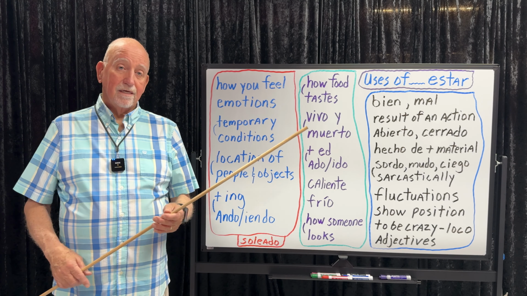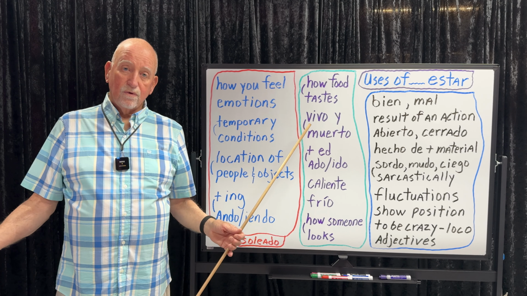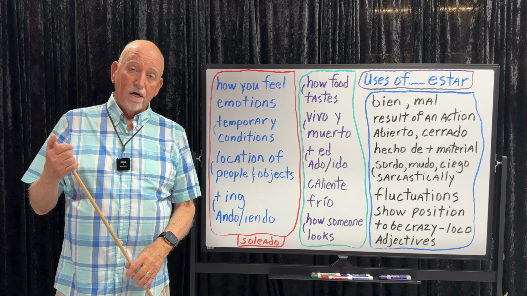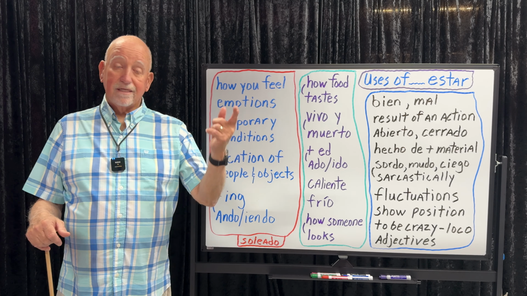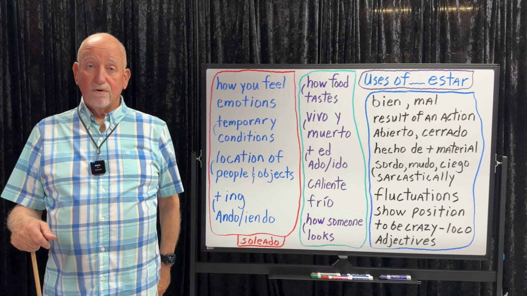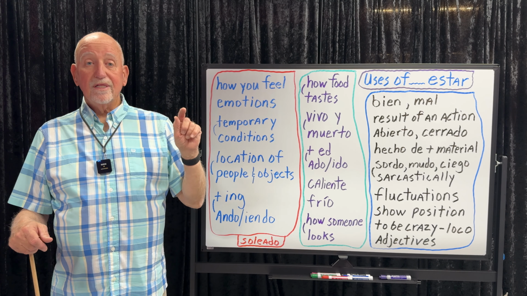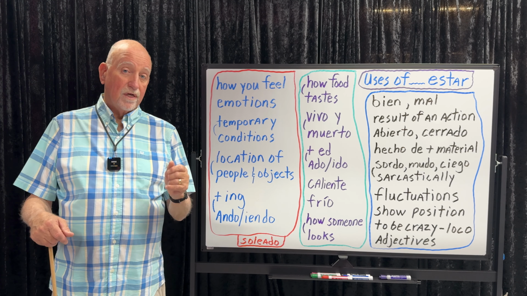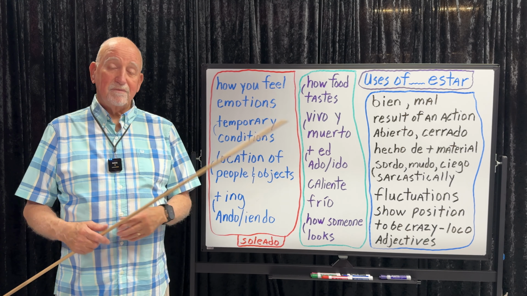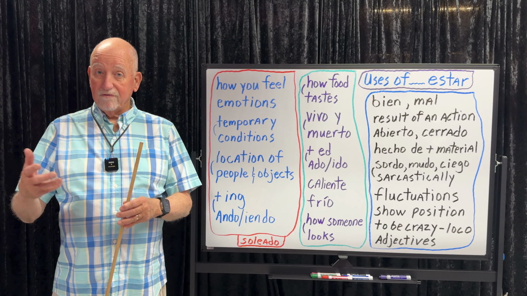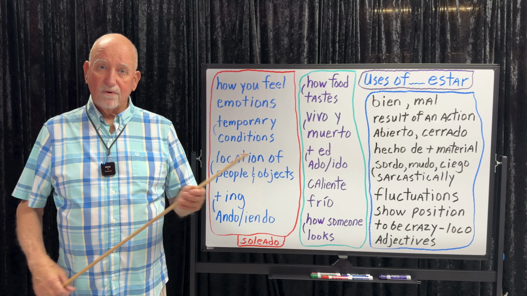To be crazy, are you nuts? ¿Estás loco? ¿Que estás loco? Are you nuts? ¿Que estás loco? Ella está loca. They're crazy, están locos. You are really nuts. Tú estás muy loco. Estás bien loco. Remember, bien can also be used to mean very. You're really very crazy. Está bien loco.